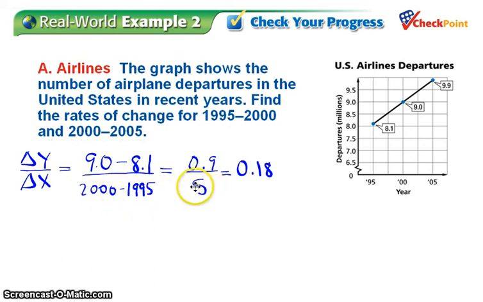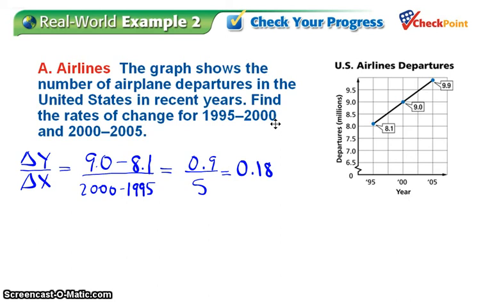That's a time period of 5 years, and your change in millions is 0.9. So when you divide that out, you get 0.18. So what that means is 180,000 departures per year.